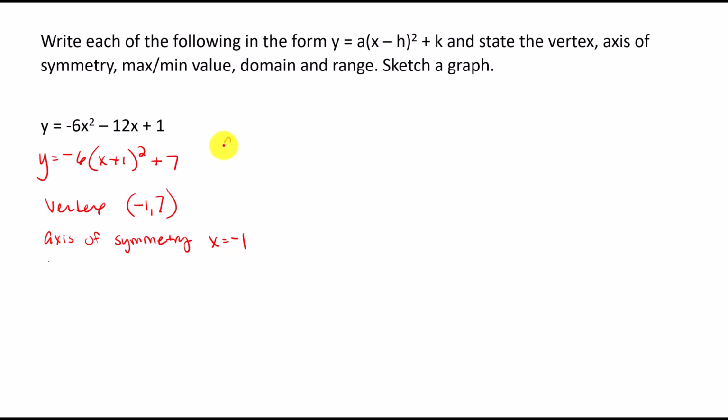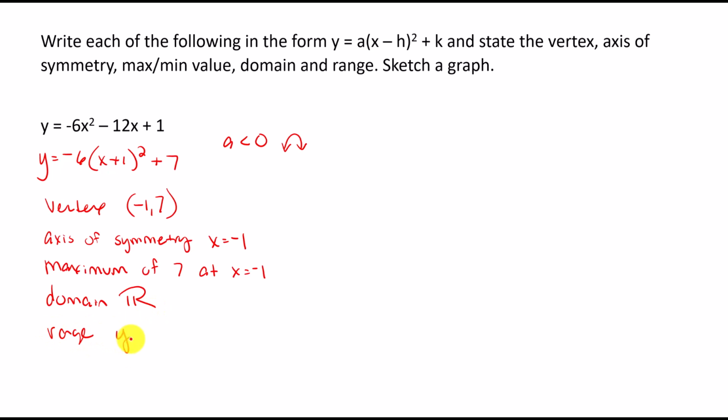In this case, a is less than 0, so a is negative, which means your graph opens down. So we have a maximum of 7, our y value, at our x value. And then, of course, the domain is all real numbers. And the range, you're going to have y. You're going to have your y value. And you need to look at this. It opens down, so it's going to be less than or equal to.